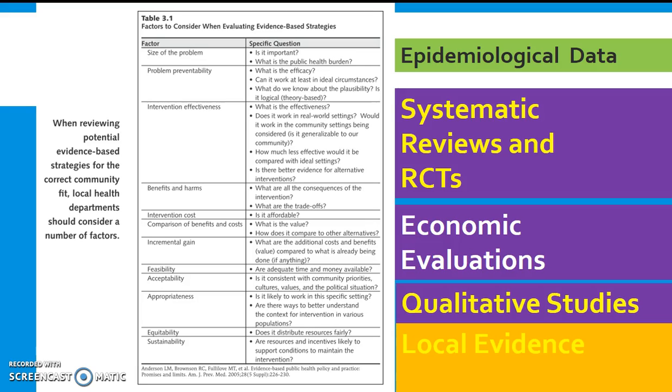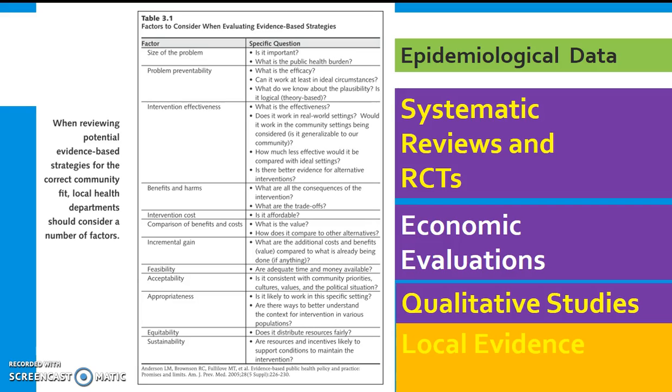And we can map these sources of data against the questions that we're trying to address to implement our evidence-based strategy. So, for example, the size of the problem relates to epidemiological data. Information about the preventability of the problem and intervention effectiveness and benefits and harms can be covered by systematic reviews and randomized controlled trials.